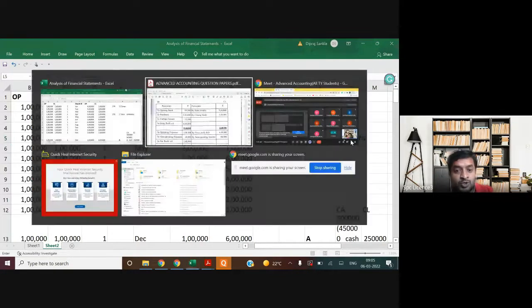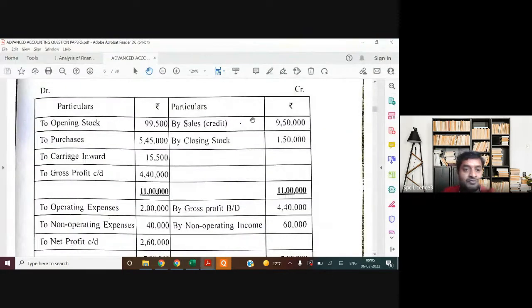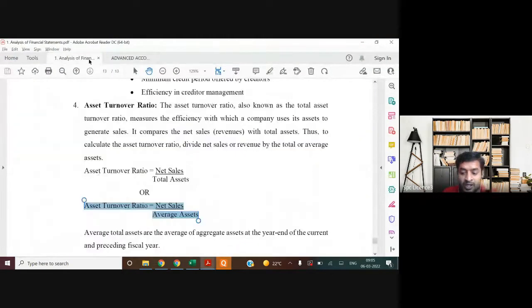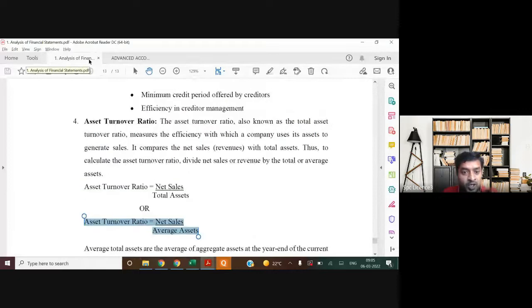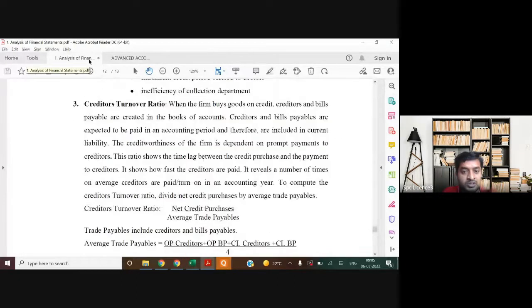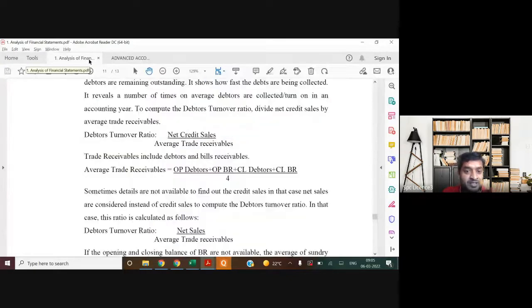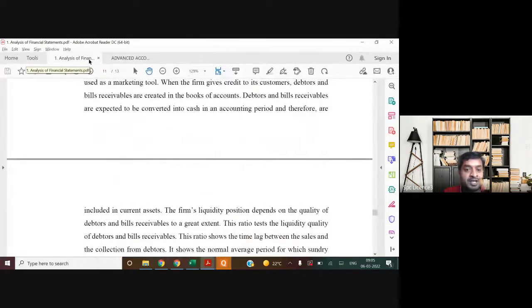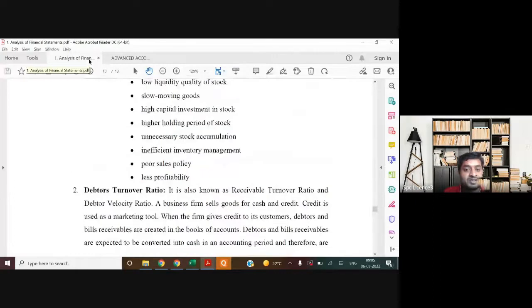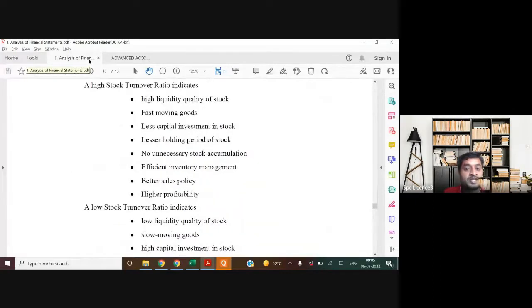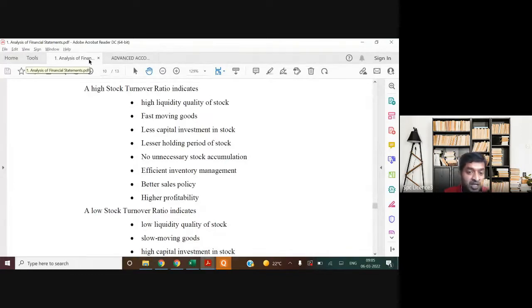I'll show you the notes of stock turnover ratio. Now you tell me whether you are agree or not on these notes. But as of now, just keep in mind one thing, that stock turnover ratio indicates the number of times the stock is turned over, the stock is replaced, or how fast stock is moving. You will come to know after computing stock turnover ratio.